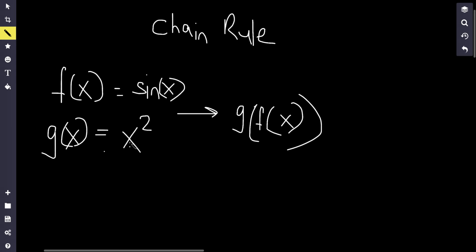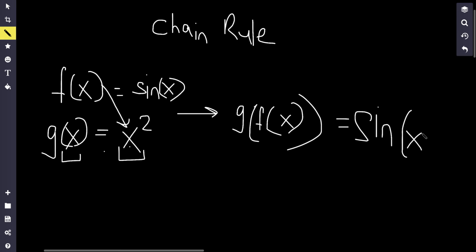Well, if g of x is equal to x squared, then g of f of x, everywhere that I see an x, I'm just going to replace it with an f of x. So this is just going to be equal to sine of x, and I'm just going to be squaring this thing, right? Everywhere that I see an x, I just replace it with f of x, because f of x is sine of x. I substitute sine of x into x: sine of x squared.